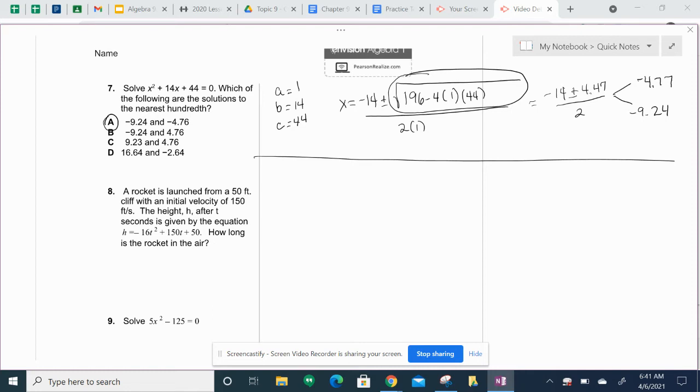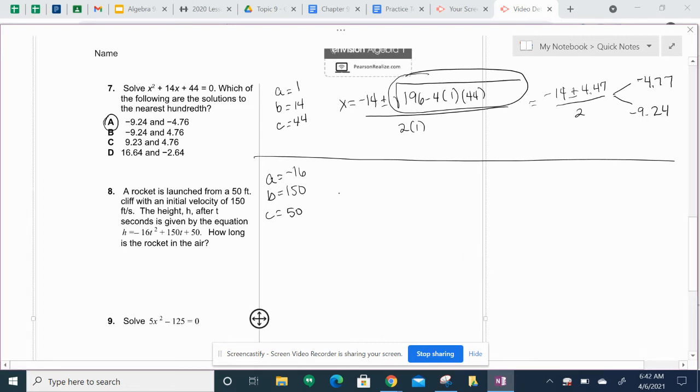That one takes a while, so I'm going to just jump straight into quadratic formula again. So quadratic formula, A is negative 16, B is 150, and C is 50. Guys, this is nothing different than we've been doing. It's just much bigger numbers.